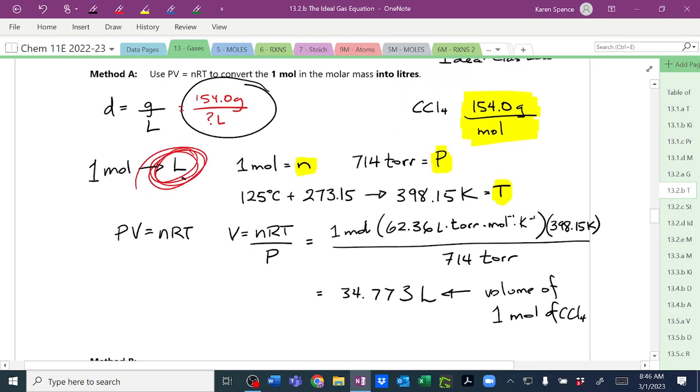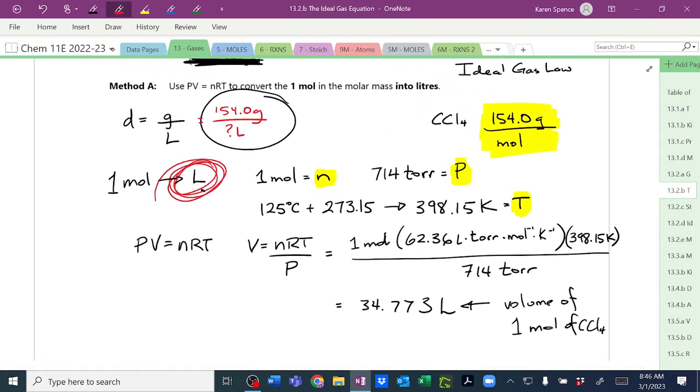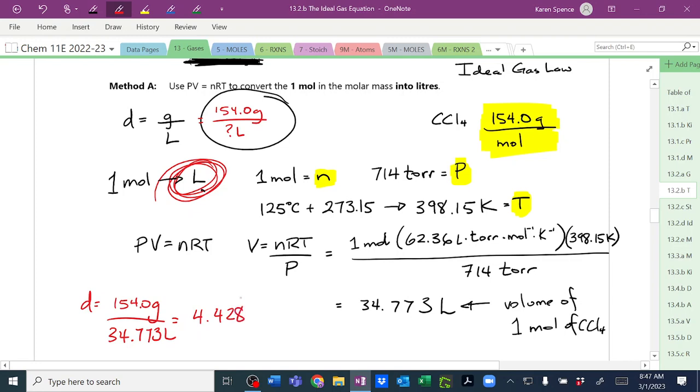Okay, and so our final thing that we have to do is we have to say density is equal to 154.0 grams over 34.773 liters, which gives us 154 divided by 34.773 equals, and we get 4.428 grams per liter.